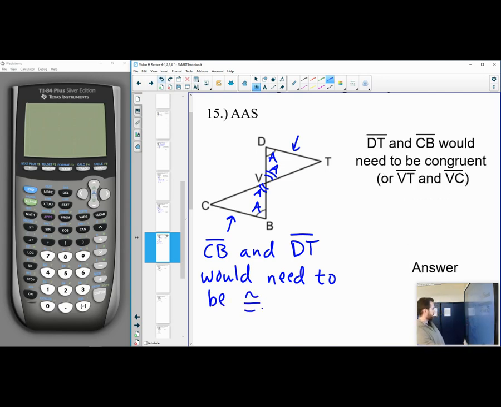And let's see if that's what I have under here. DT and CB. Okay, I just put them in the opposite order, but that's all good. Or segment VT and segment VC would also work. With angle, angle, side, we've got more options than with angle, side, angle, because for angle, side, angle, there's only one side that's in between the angles. But for angle, angle, side, the side is not included between the angles. So we've got more options there. It could be CB for this triangle, or it could be CV. Both of them are non-included sides. They're not in between the two angles.